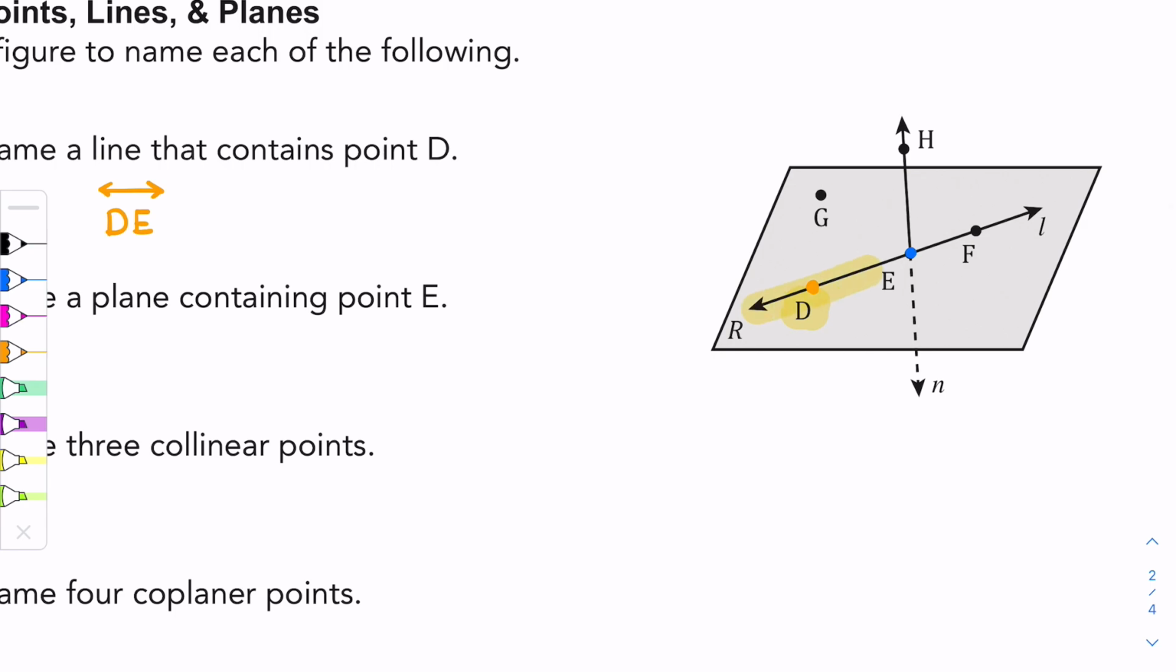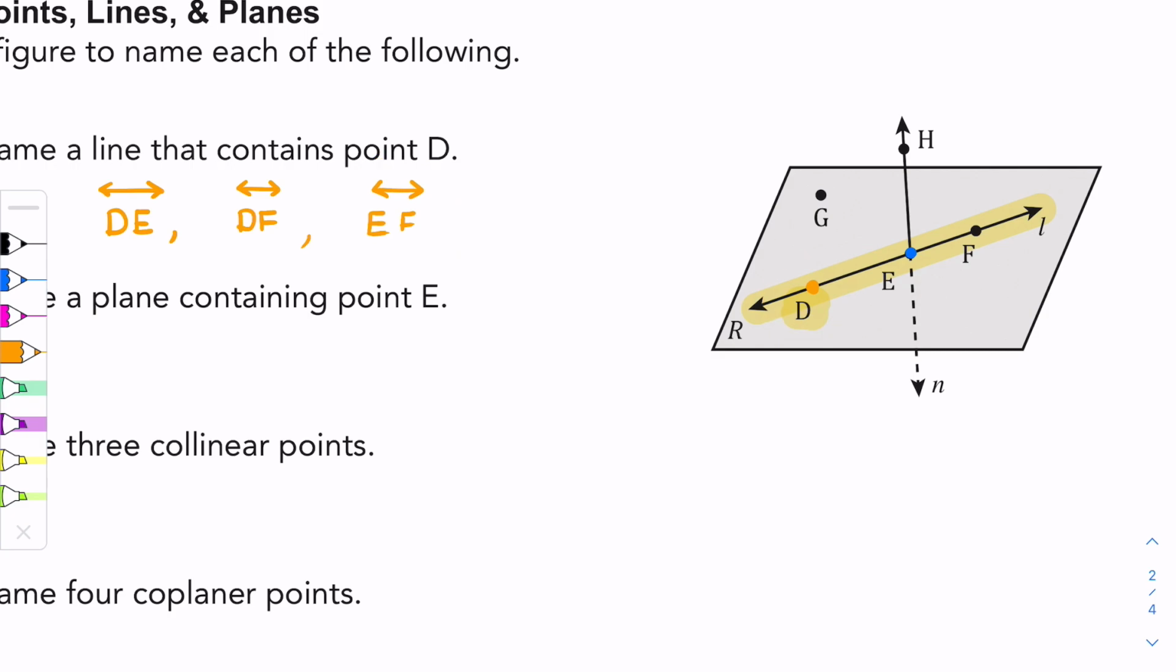Okay, this line here, line DE, also intersects the point F. So if you want to label a few other ways, I'm not going to do them all, but a few other ways could be DF with a line over the top. We could label this line EF. Line EF still contains point D. I know we didn't label it in this description, but it still does contain this point.